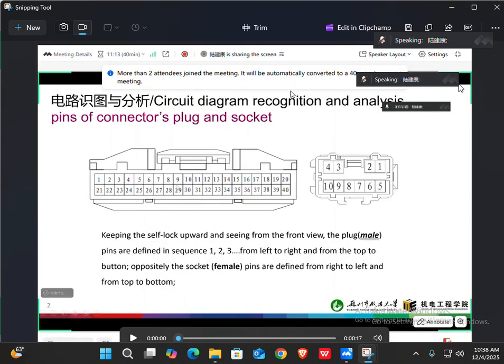Okay, so this part is about the connectors. Based on this part, we can understand how we know the name of the connector and what's the number of the wire, or we can say which pin is connected to the other wire.